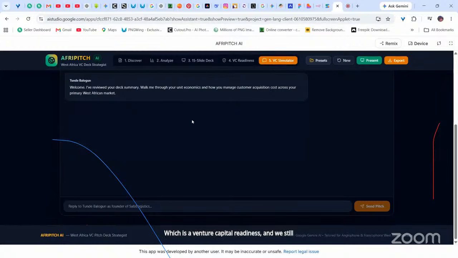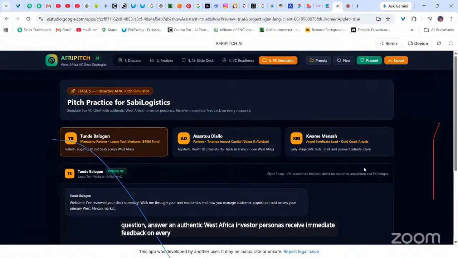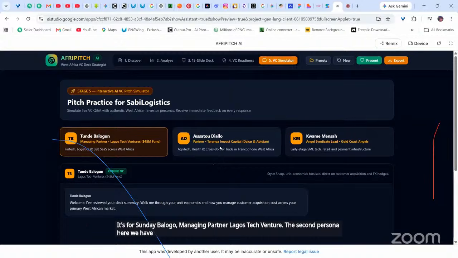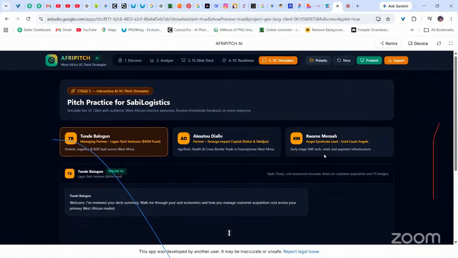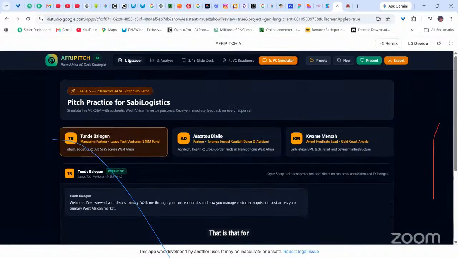And we still have the VC simulator. It says pitch practice for Sabi Logistics, where it says simulate live venture capital question and answer, and authentic West Africa investor personas receive immediate feedback on every response. If you can see on our slides, which we currently have here, the first one is Tunde Balogo, managing partner, Lagos Tech Venture. The second persona here, we have Aisato Diallo, and we have Kwame Mensah. So that is that for the VC simulator.